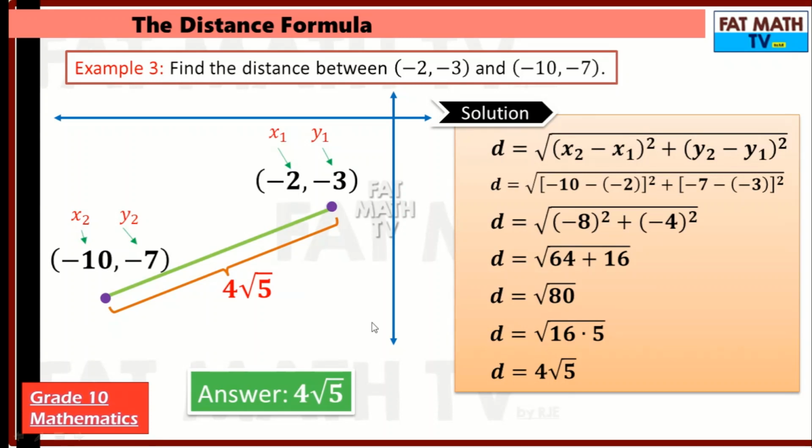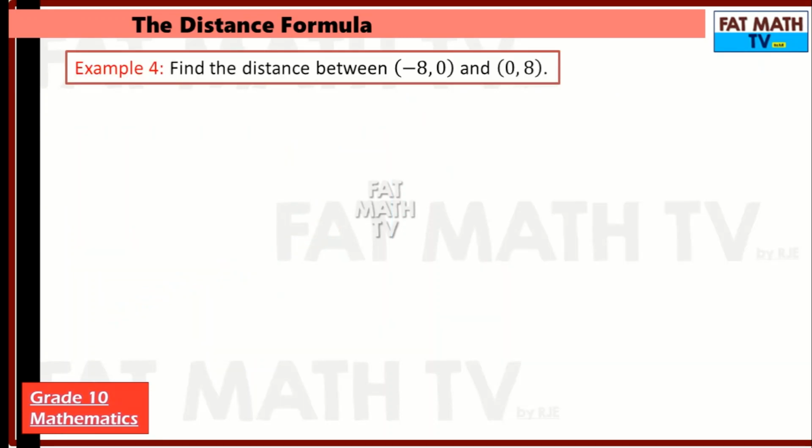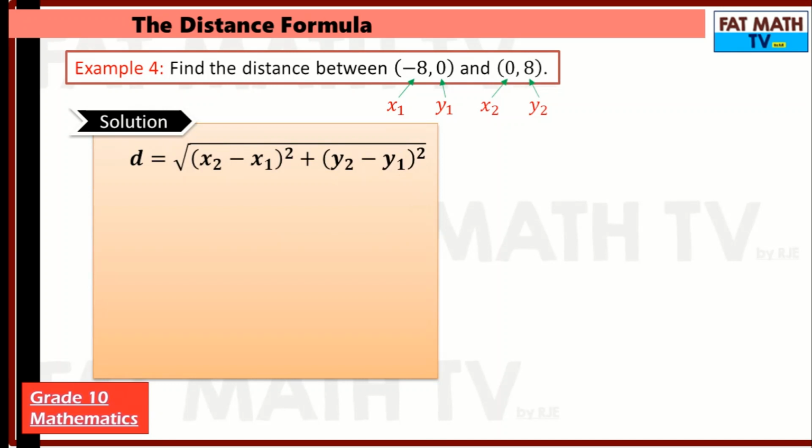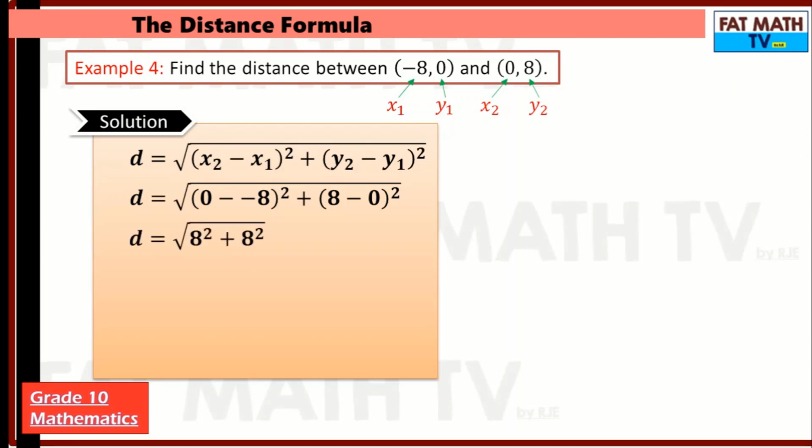Okay, next, another example. Find the distance between negative 8, 0 and 0, 8. So we can have negative 8, 0 as x sub 1, y sub 1, and 0, 8 as x sub 2, y sub 2. So in this example, we don't have illustration anymore. We will just use the distance formula. So x sub 2 is 0 minus negative 8 squared plus 8 minus 0 squared. 0 minus negative 8 is positive 8. And then 8 minus 0 is also positive 8. And then 8 squared is 64.